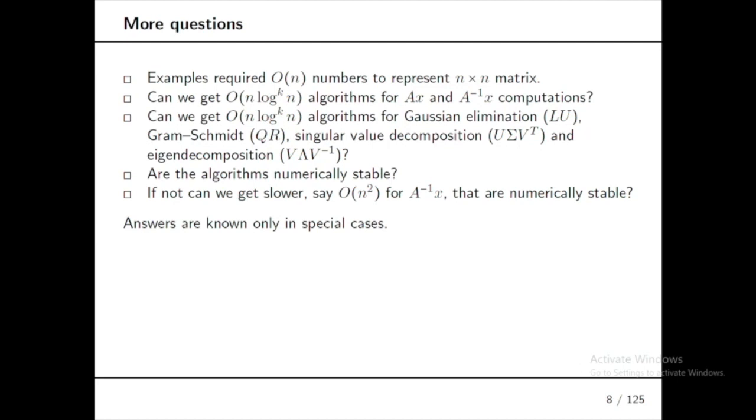Of course, other than AX and A inverse X, there are other things that we would like to speed up in practice. We would like to speed up the factorization itself, the Gauss elimination. We'd like to do Gram-Schmidt QR factorization, the singular value decomposition, or eigen decompositions. All of these are important. But as we leave the LU factorization and go to these more complicated decompositions, it becomes harder and harder to find fast algorithms.